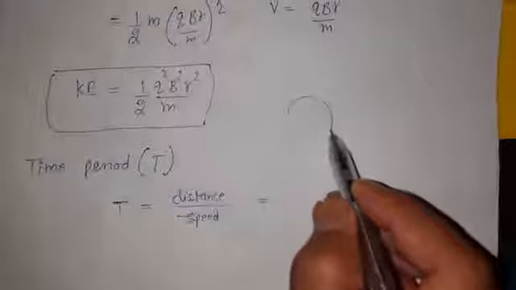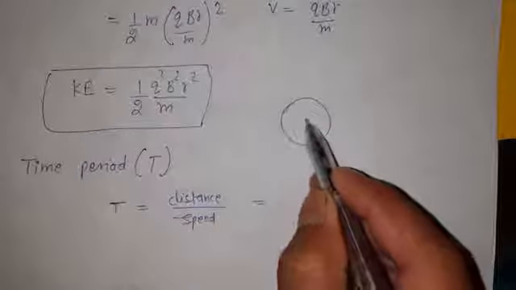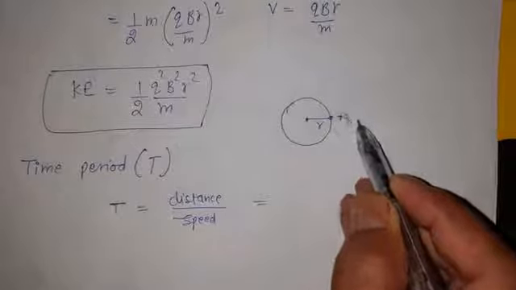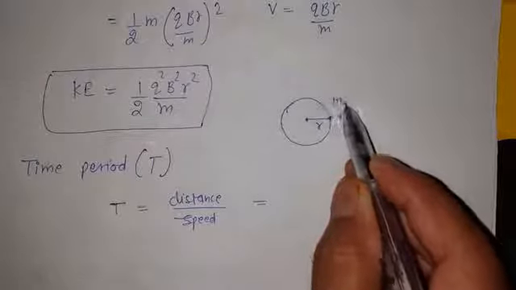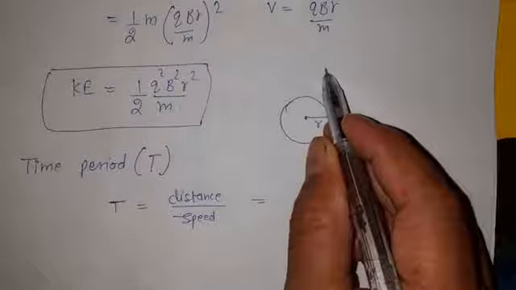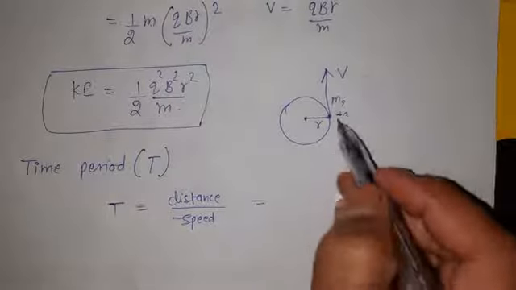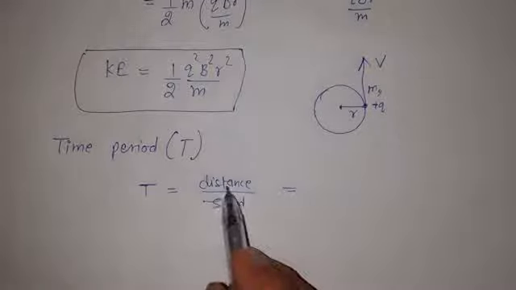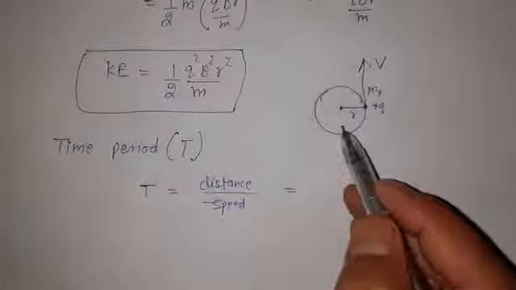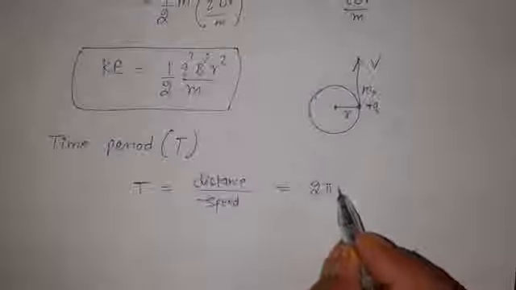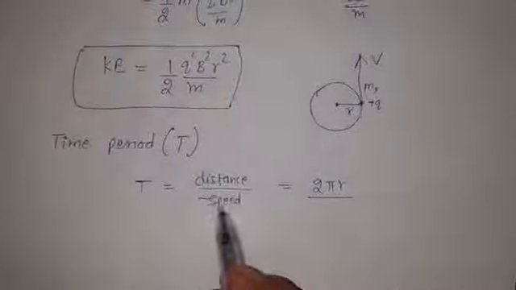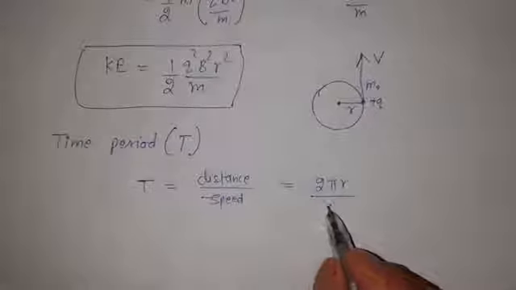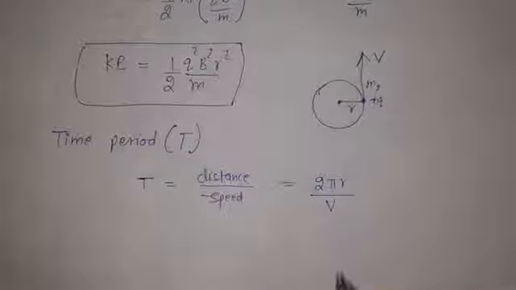We have this circular path, and its radius is r. Here is the positive charge with mass m, and it is going to move with speed v. The tangent gives us that speed. How much distance will it cover in one complete round? It is the circumference upon its speed, and the speed is constant, so it is v.